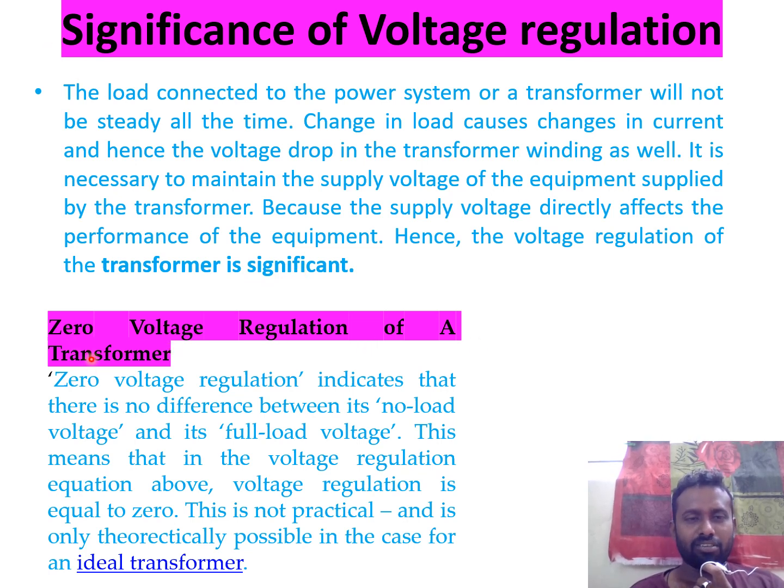Now what is zero voltage regulation of a transformer? Zero voltage regulation indicates that there is no difference between its no load voltage and its full load voltage. Voltage regulation is (E2 minus V2) by E2 into 100, right? So there is no difference between E2 and V2, therefore E2 minus V2 is equal to 0, or E2 is equal to V2. This means that the voltage regulation is equal to 0. This is not practical and is only theoretically possible in the case of an ideal transformer, wherein no load and full load voltages are equal, or E2 minus V2 is equal to 0.